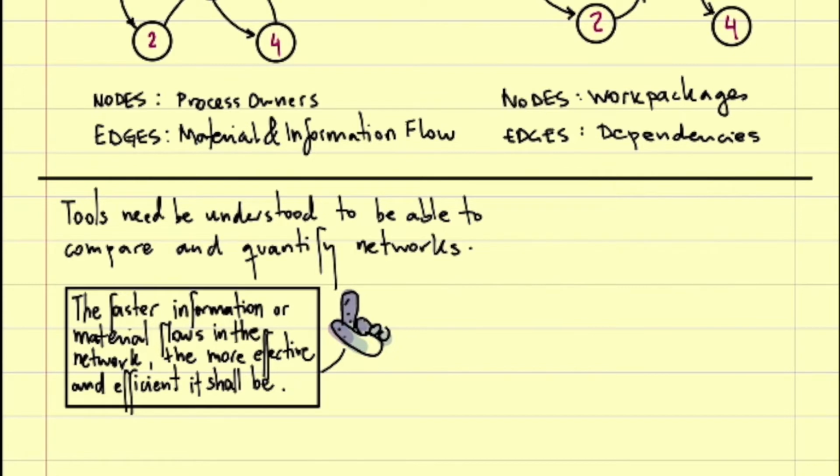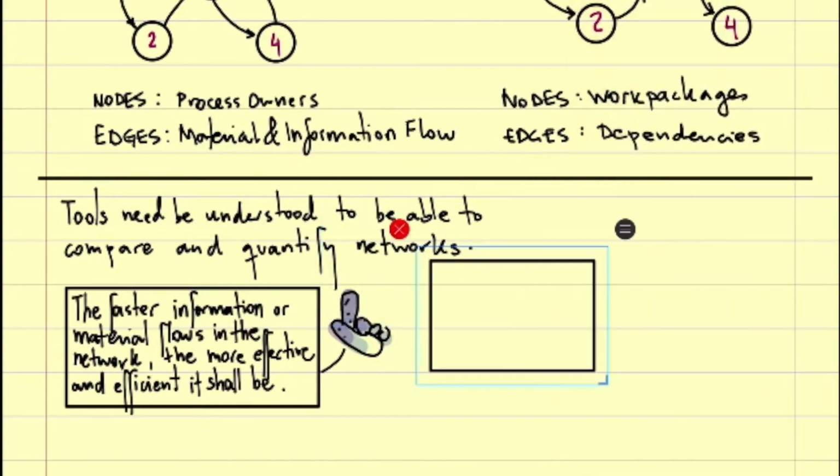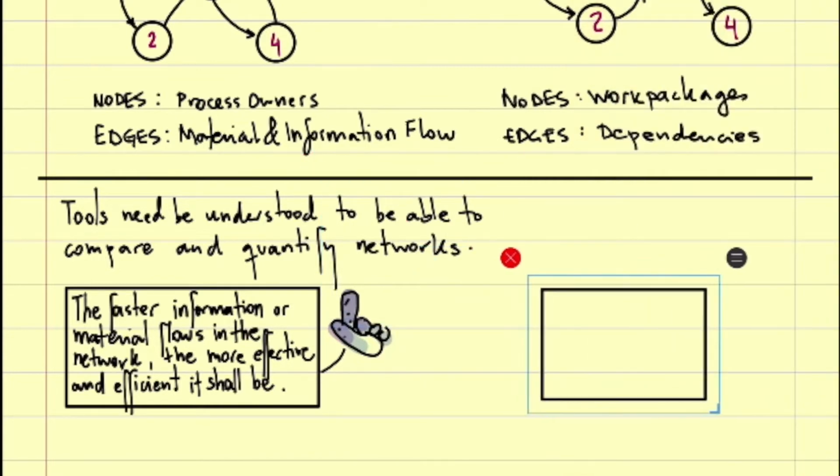Okay, so this is the first idea. The faster I get from A to B in the network, the better, right? First idea.